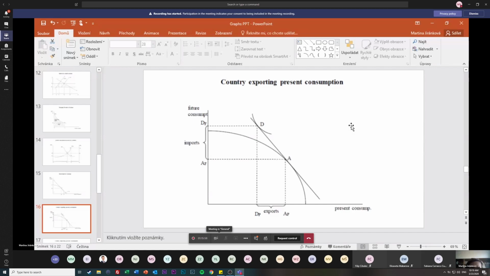But you know, in the future, the other countries will have to pay off the loans, inclusive interest rates. That means for this oil country, it's possible in the future to consume more. The future consumption can be behind the PPF because they will import future consumption inclusive interest rates.